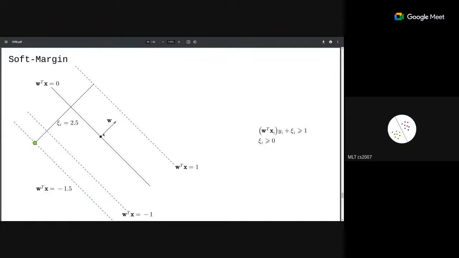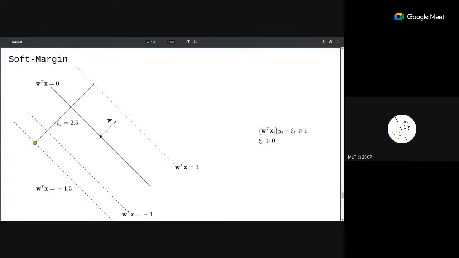So this is w, right? W is pointing in this direction. If it's a green point, yi is equal to 1. So w transpose x will be negative. So 1 minus 1.5. Okay. But also the yi is positive there. That's why it will be here. Yeah, correct.